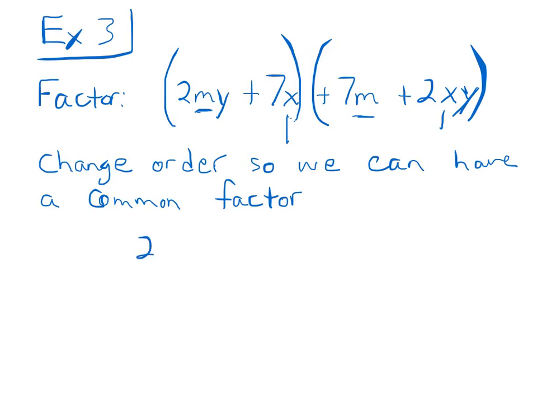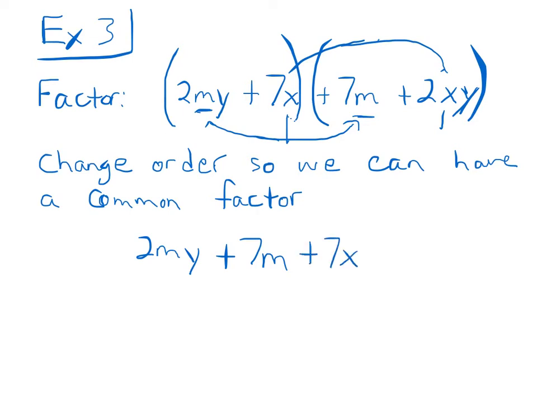It would make more sense to write 2my, and then the m's, it would make sense to put the m's together, right? And it would make sense to put the x's together. So I'm going to write 2my plus 7m, and then plus 7x, and then plus the 2xy. Now if I group these, and again, everything should be in groups, I have a common factor here of m.